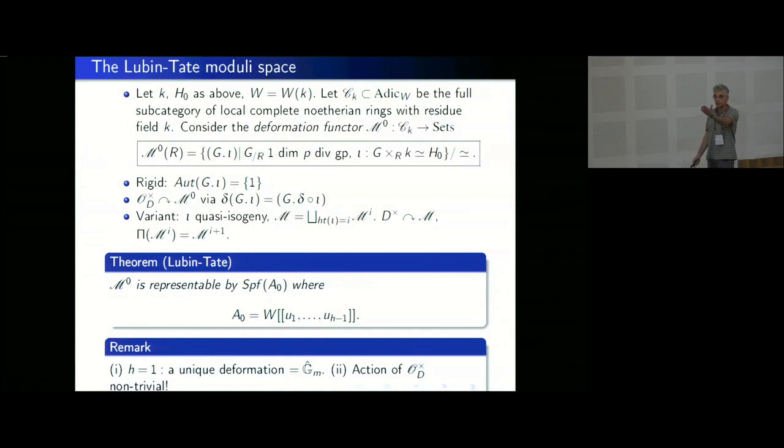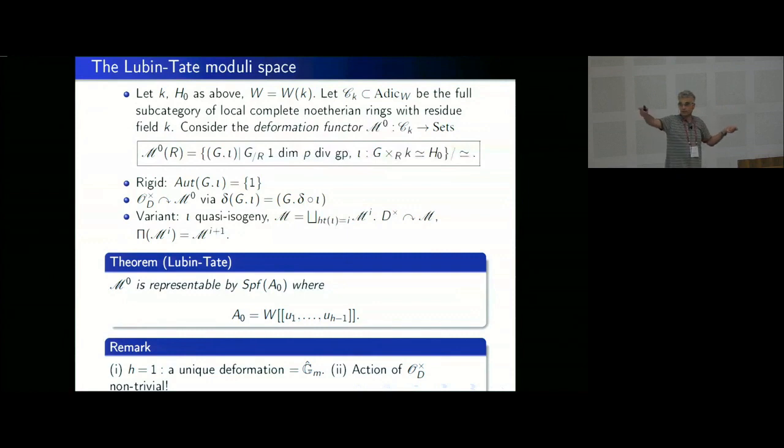Yeah, I should say, what does it really mean that it is representable by this ring? It simply means that for any R in this category CK, for any local complete Noetherian ring R, once you've fixed the coordinates U1 up to UH minus 1, there's a canonical identification between pairs (G, iota) and simply H minus 1 tuples in the maximal ideal of R.